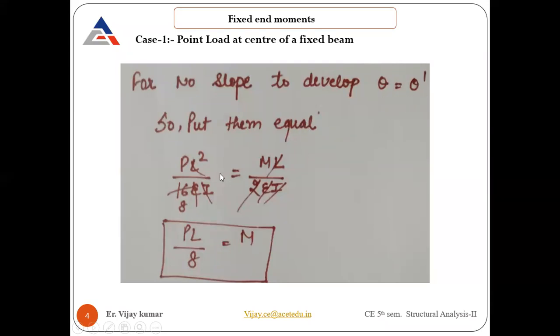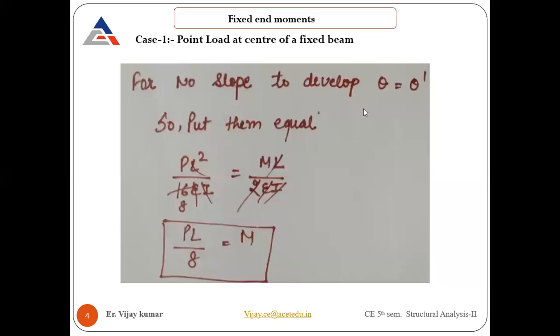By putting so, you will get PL square by 16EI equal to ML by 2EI. Cancel them out, the things which cancel. Ultimately we get the value of fixed end moment, M is equal to PL by 8. That's it. That's all about the fixed end moment for the case of a point load at the center of a fixed beam.